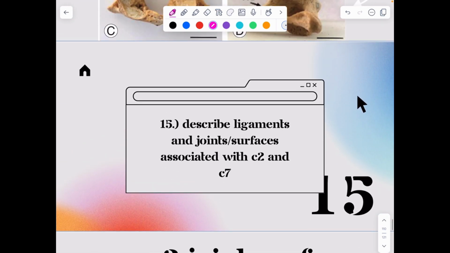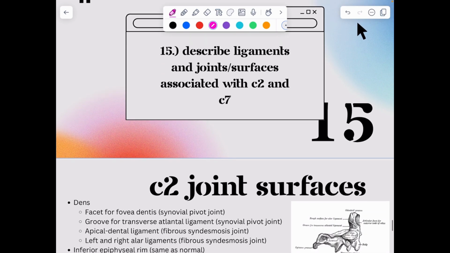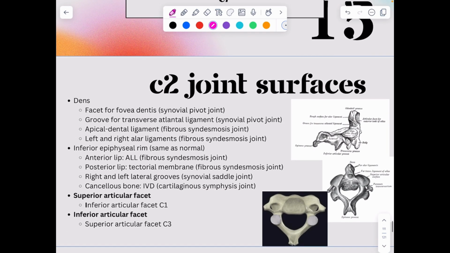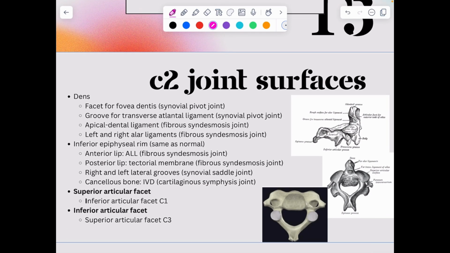Okay, next, describe ligaments and joint surfaces associated with C2 and C7. So the C2 joint surface, it has quite a few. On the dens, there's the facet for the fovea dentis, which is going to be right here. Then we have the groove for the transverse atlantal ligament, which is going to be like this right here and here.